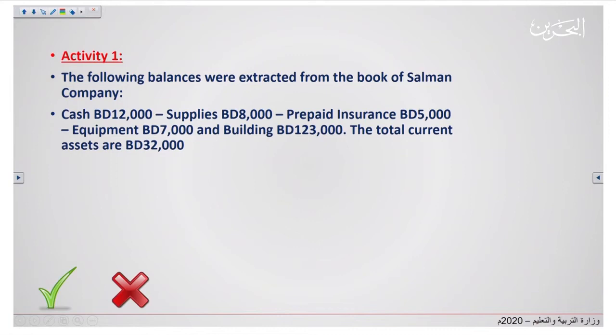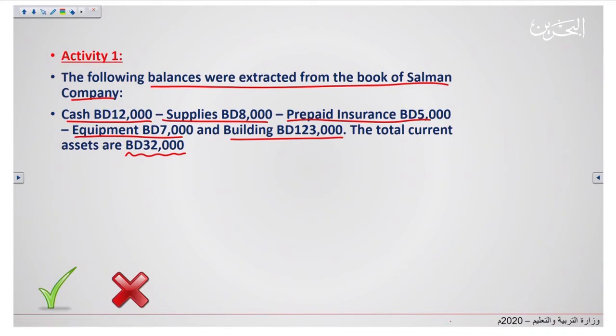Now, let's try to find out if these statements are true or false. I have here balances extracted from the book of Salman Company. These balances are cash, supplies, prepaid insurance, and equipment, and also building. They have calculated the total current assets of these balances and they got this amount. Now I want to make sure if this statement is correct or wrong. The only way to make sure is by solving it.